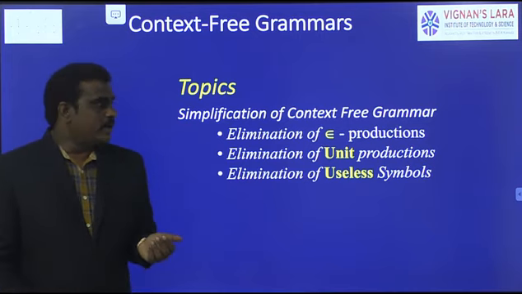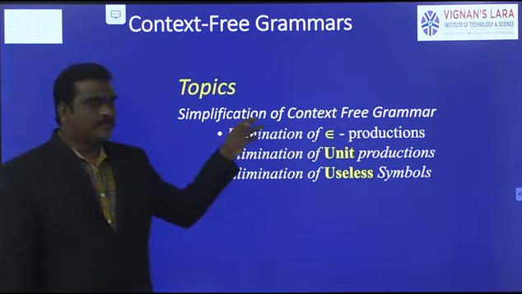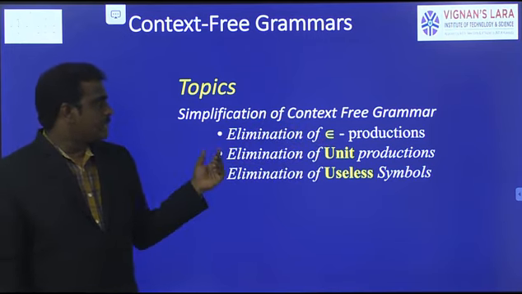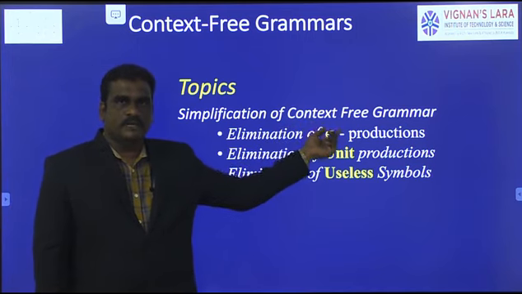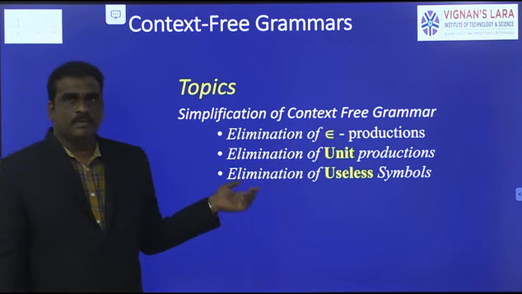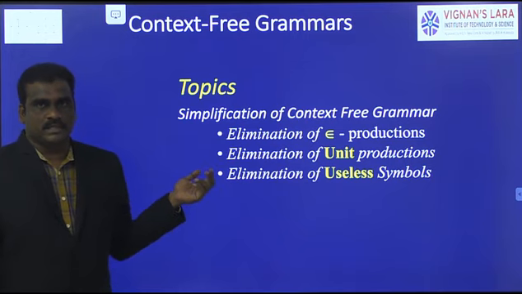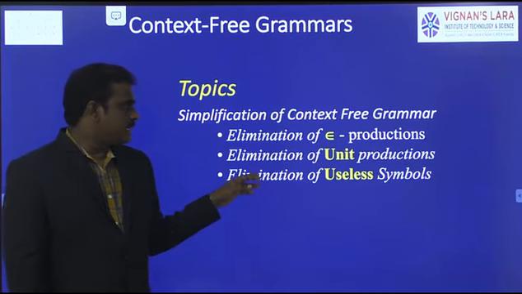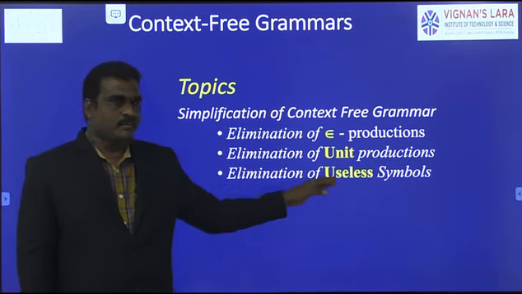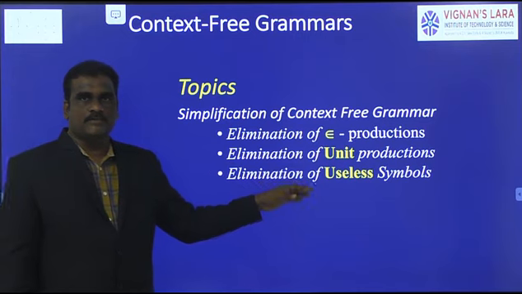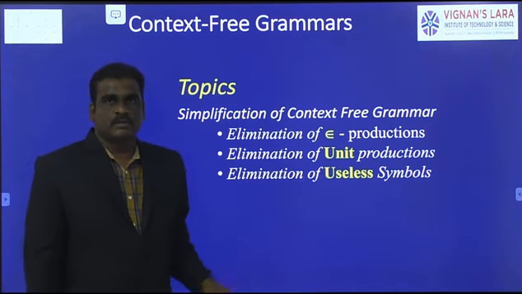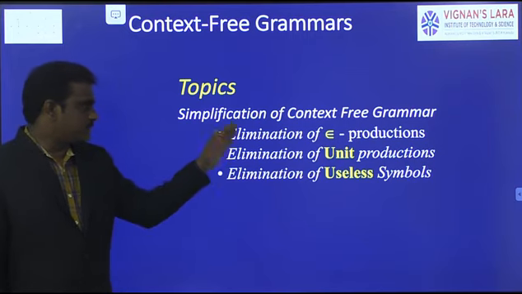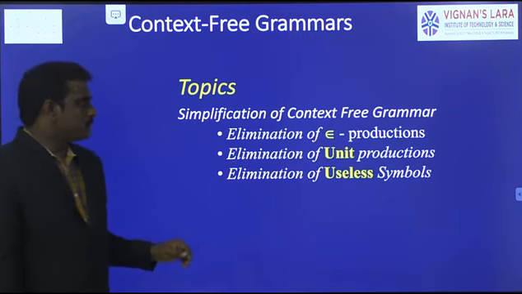Now in this class I am going to explain the simplification of context-free grammar, how to simplify the context-free grammar. In the simplification process we have to follow a total of 3 steps. One is the elimination of epsilon production, the second is elimination of unit production, and the third is elimination of useless symbols. So in this class I am going to explain these 3 points.